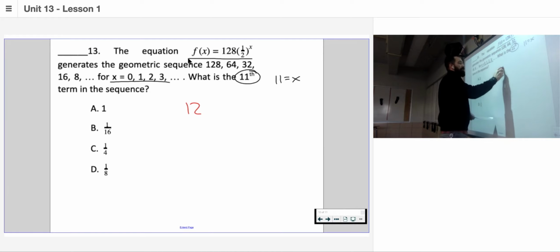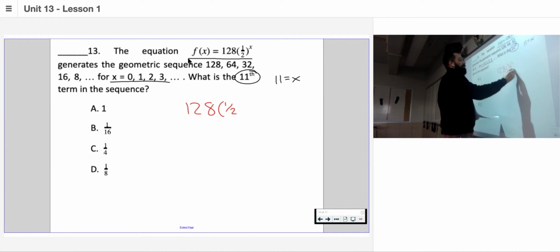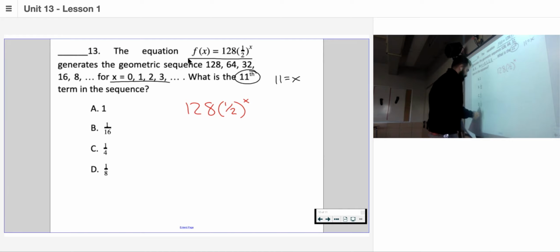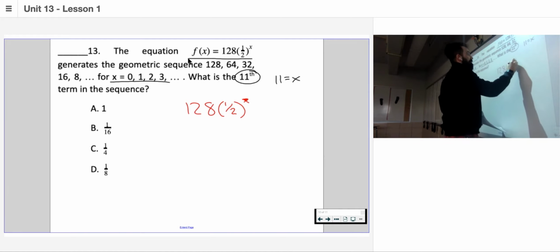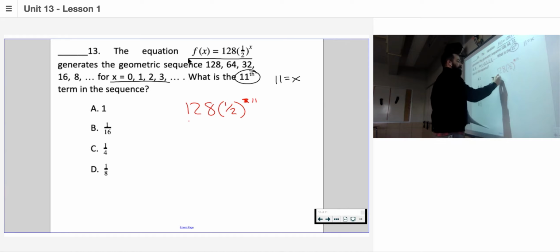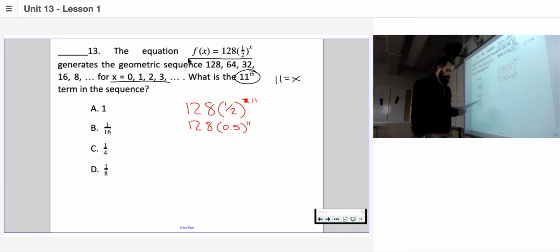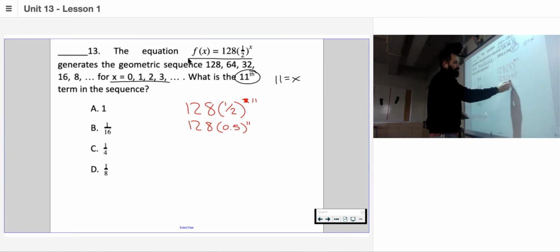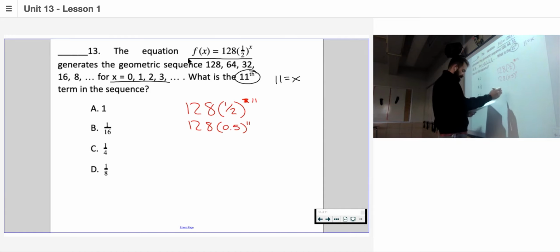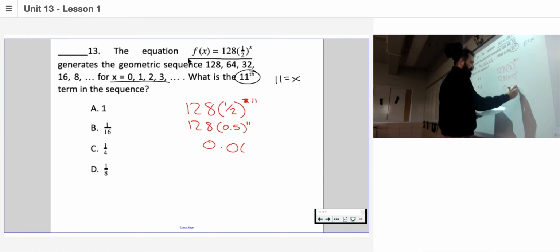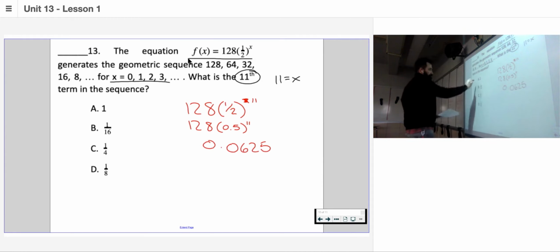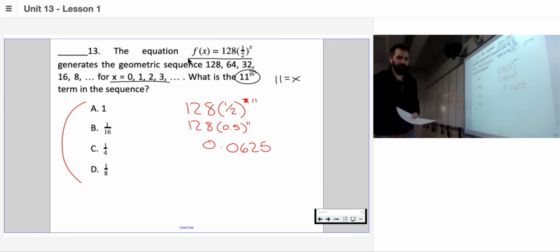Using calculators, hopefully, 128 times 1. On your calculators, you have to do 1 divided by 2. And put the x here, which we're going to change that x to an 11. Another way to write it would be 128 times 0.5 to the 11th if you don't want to work with fractions there. It's a really small number actually. So I'm not going to multiply it out, obviously. But if you put this in your calculator, it's going to spit out 0.0625. Obviously, not one of these answers. Well, it is, but it isn't.